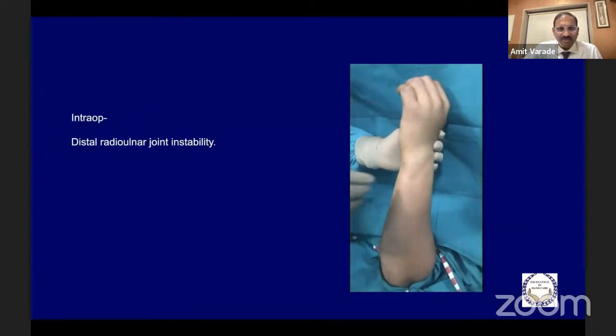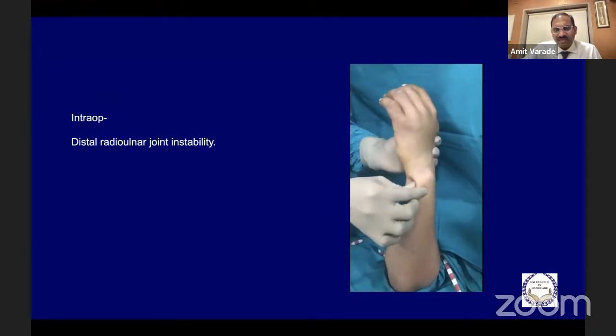And clinically, as sir said, we always check it in pronation and supination. So it was all unstable. This is the ballottement test.